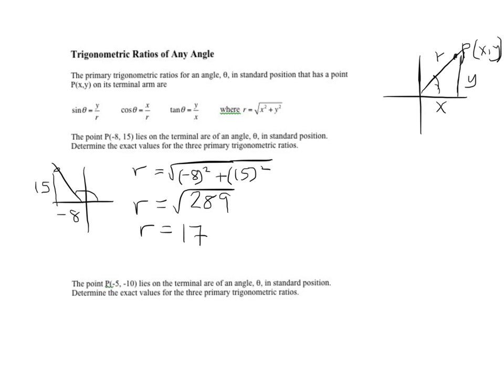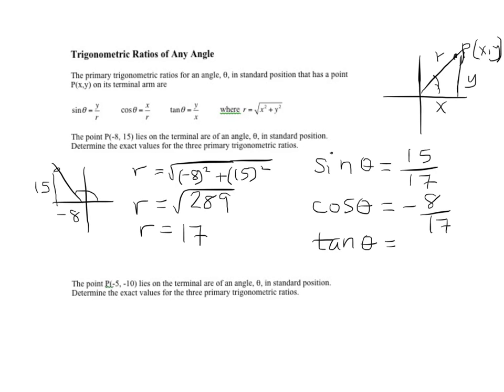Then when we want to find the three primary trig ratios, it's asking us, what's the sine of the angle? What is the cosine of the angle? And what is the tangent of the angle? Sine is y over r, so it is 15 over 17. Cosine is x over r, so it's -8 over 17. And tangent, y over x, so it's -15 over 8. I just put the negative out in the front rather than keeping it in the denominator, because we don't usually put a negative in the denominator.